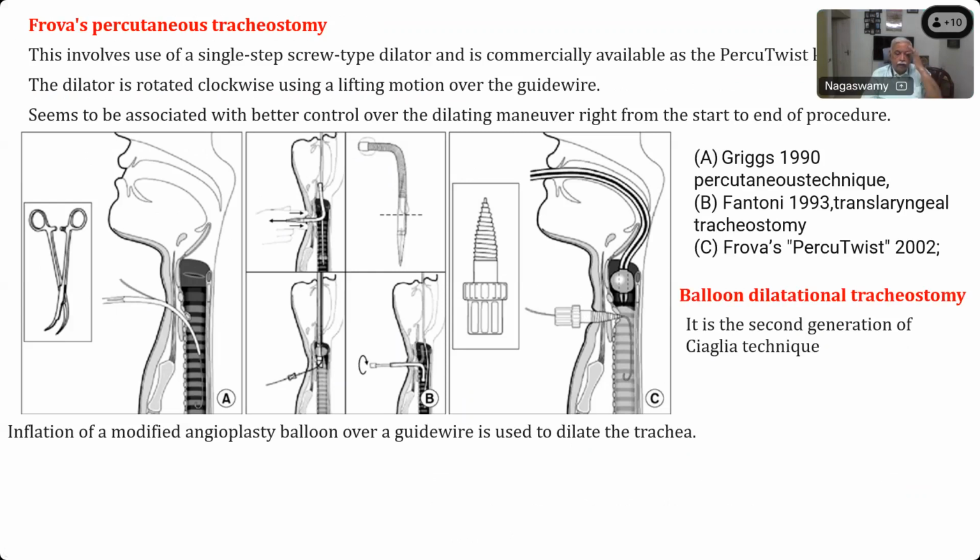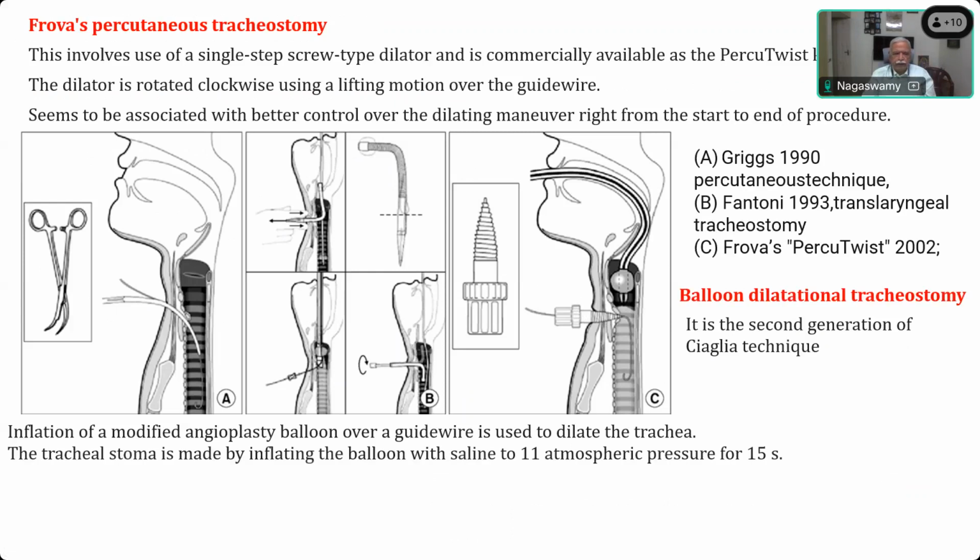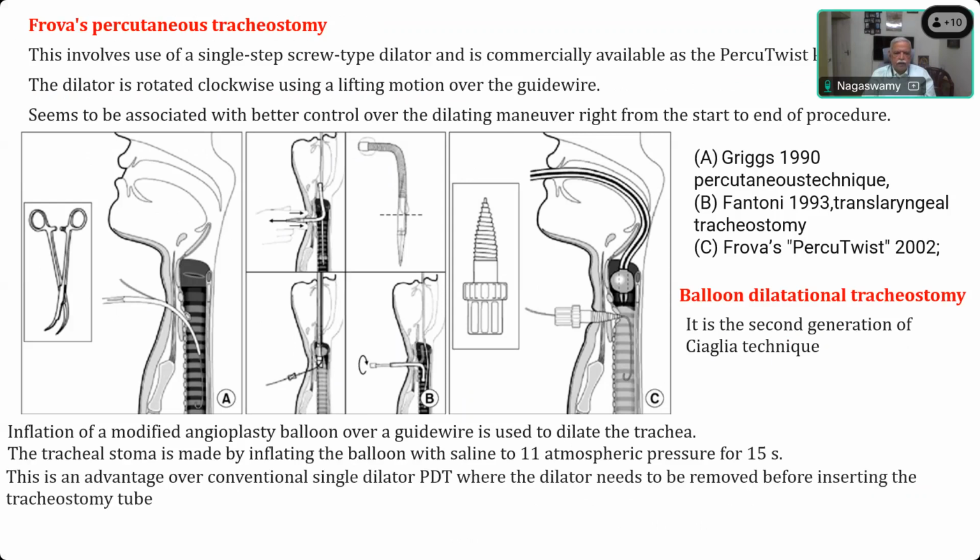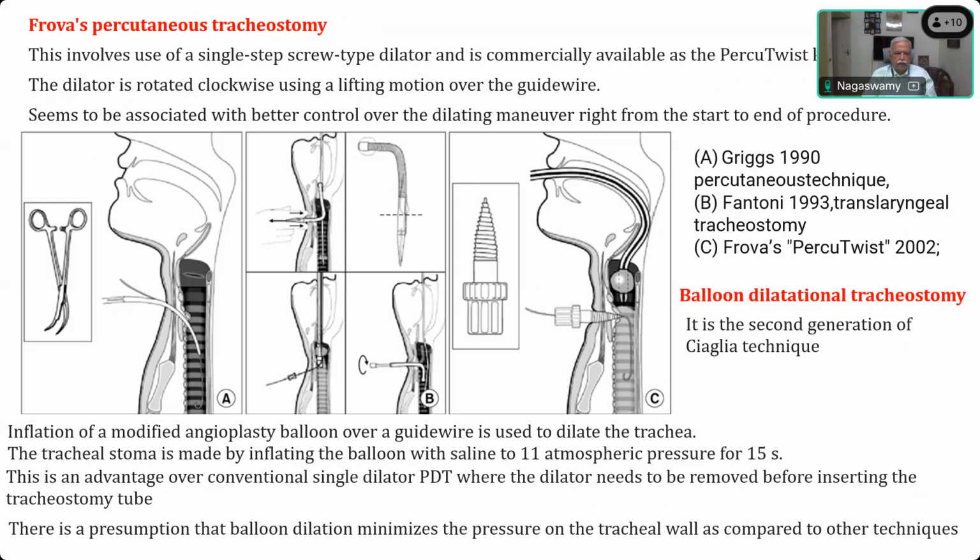Inflation of a modified angioplasty balloon over a guide wire is used to dilate the trachea. The tracheal stoma is made by inflating the balloon with saline to 11 atmospheric pressure for 15 seconds. This is an advantage over conventional single dilator percutaneous dilatational tracheostomy, where the dilator needs to be removed before inserting the tracheostomy tube. So here there is no loss of PEEP or ventilation.